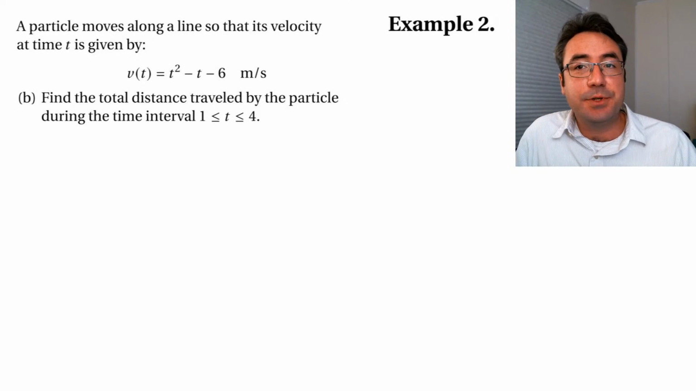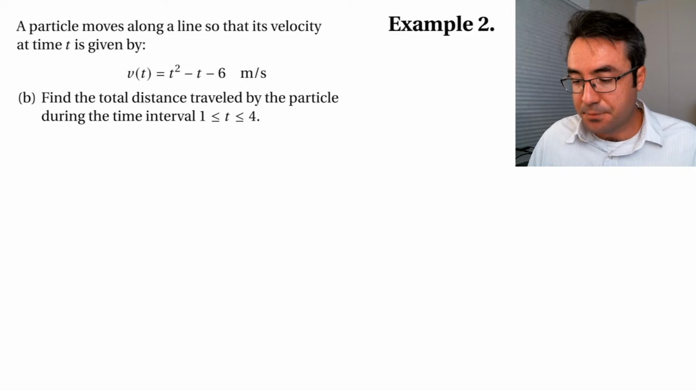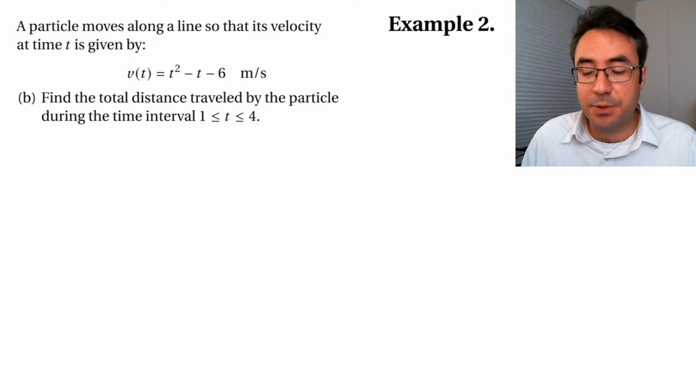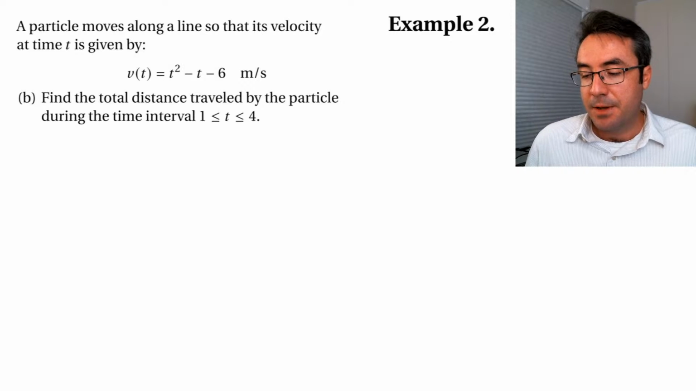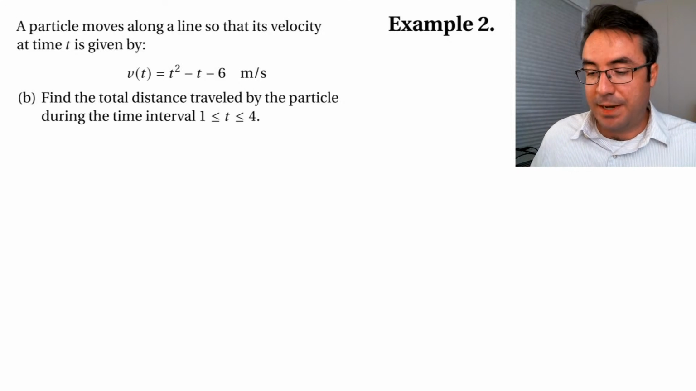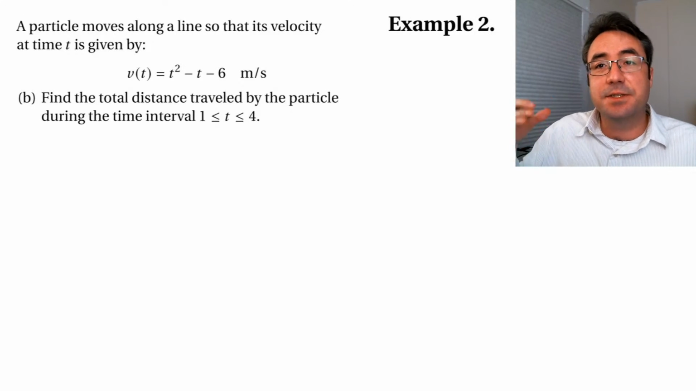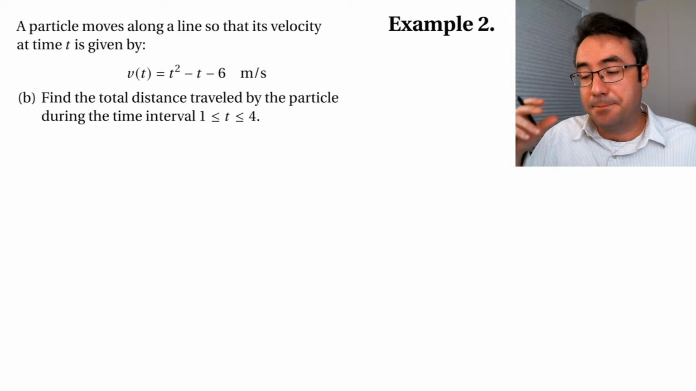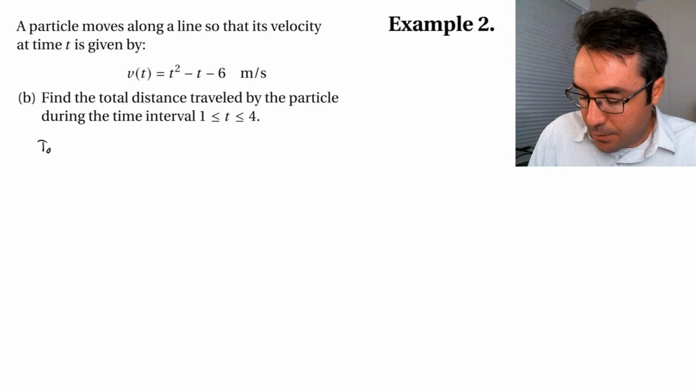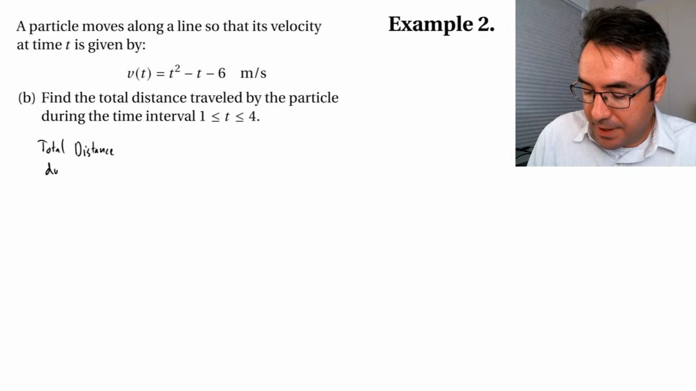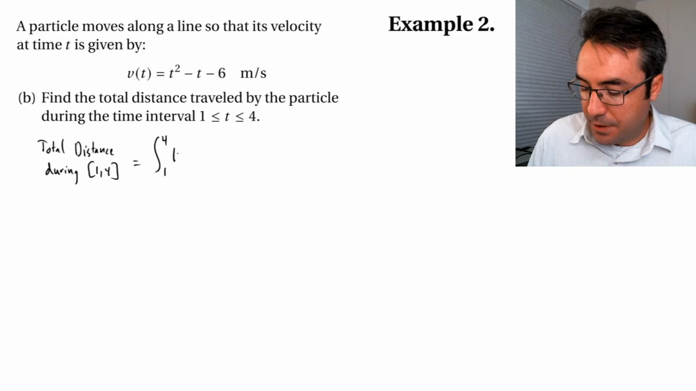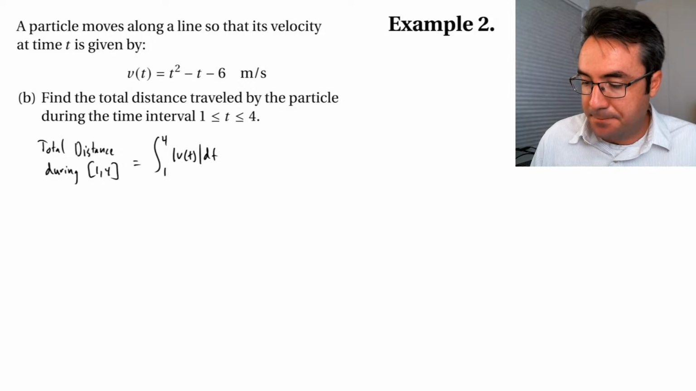So now let's try and do the total distance for this particle. We don't have a nice little graph here to help us along, so we kind of have to do more of the calculations ourselves in terms of finding where it crosses the horizontal axis, filling in our sign chart and all of that. So here we're going to be interested in the total distance during this same time interval from 1 to 4. And this ends up being the integral from 1 to 4 of the absolute value of our velocity.